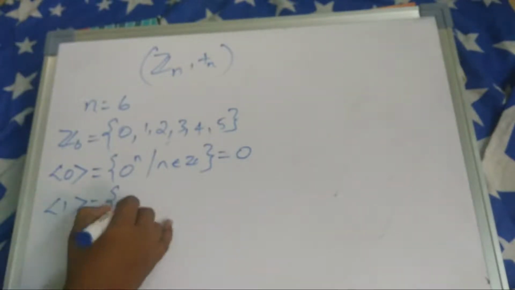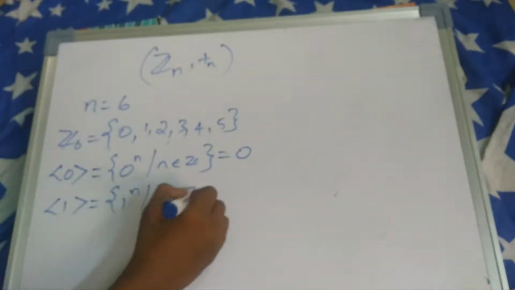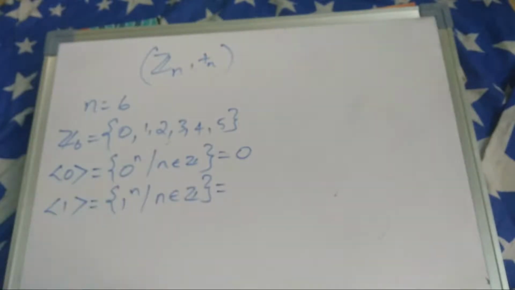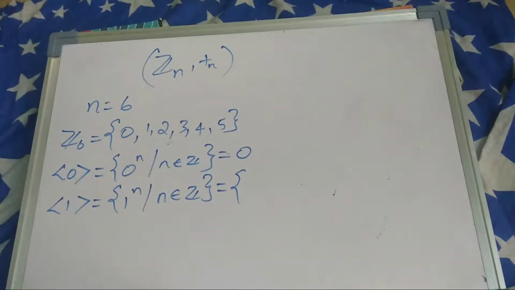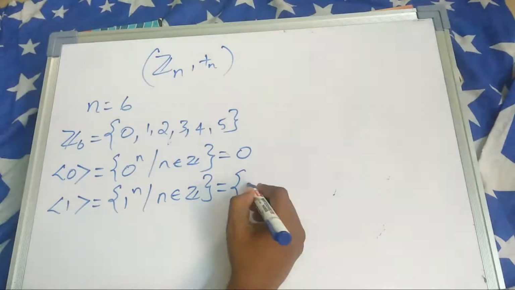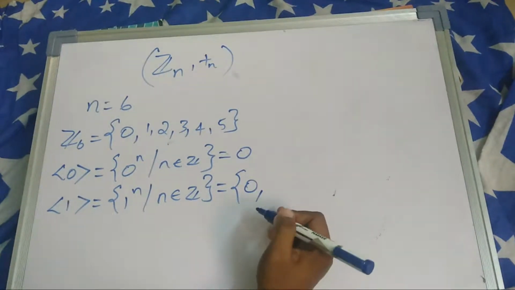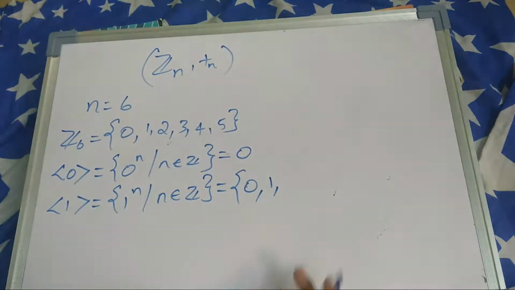So it is nothing but 1 power n where n belongs to Z. Now it is going to be, say, let us see. First we will try to find all the positive powers and then we will move on to the negative powers. Now 1 power 0 is the identity of the group. So 0. 1 power 1 is 1.